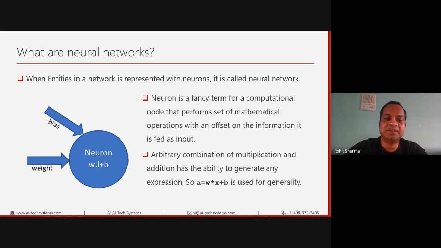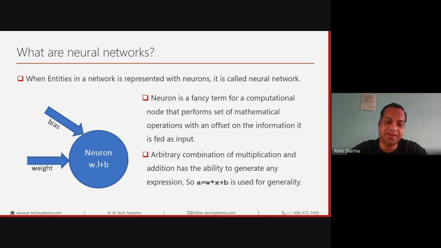So when an entity in the network is represented as neurons, it's a neural network. And a neuron is kind of a fancy term for something W times X plus B. So W is a weight, it's called a learning parameter or model parameter. And bias is also part of that. So if somebody's referring to where are my model parameters, what they're asking is, where are my weights and biases that this network is trained on.